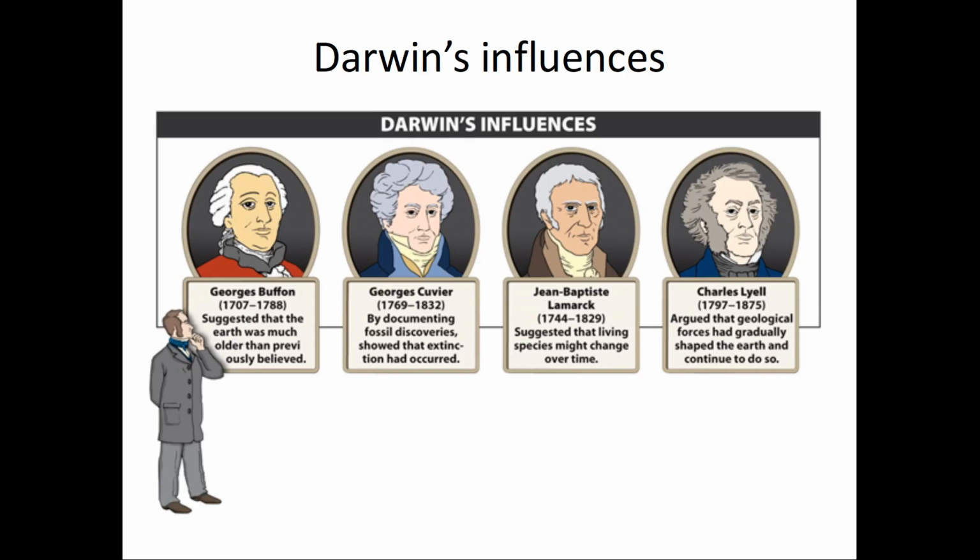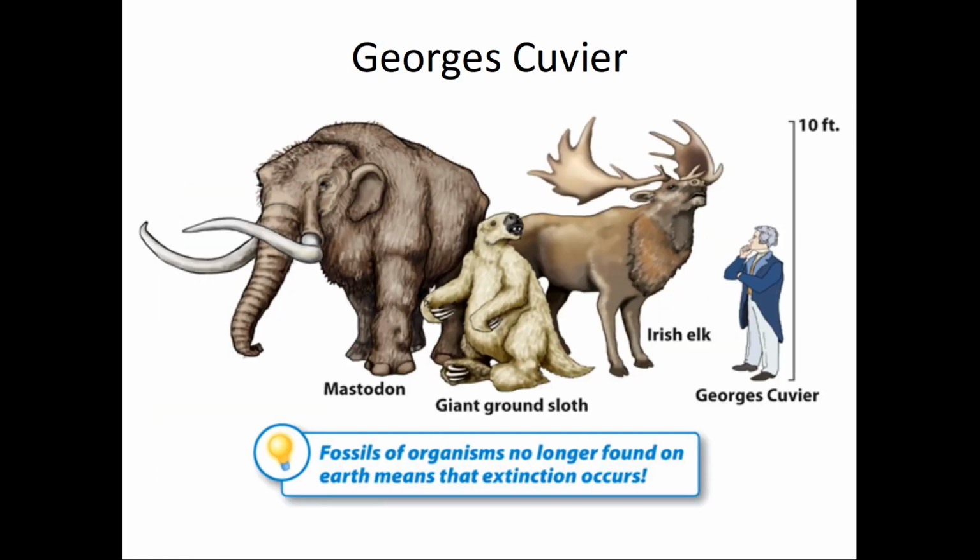Jean-Baptiste Lamarck suggested an alternative view of evolution, but fundamentally it was that species might change over time. That's still a revolutionary idea. And Charles Lyell argued that geological forces had gradually shaped the Earth and continue to do so. So the idea that the Earth is still forming was new to that time.